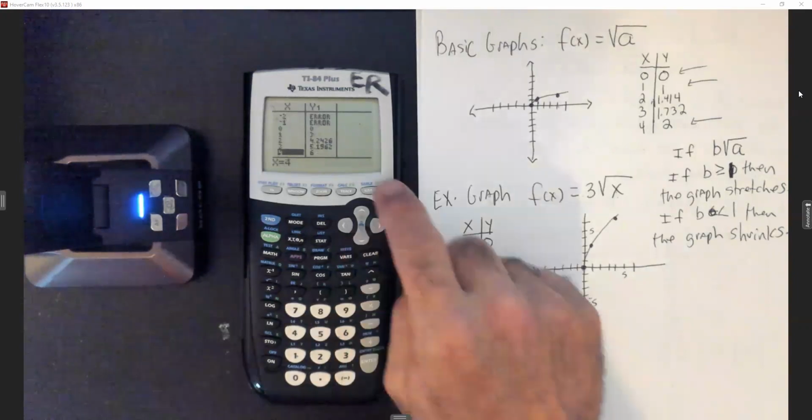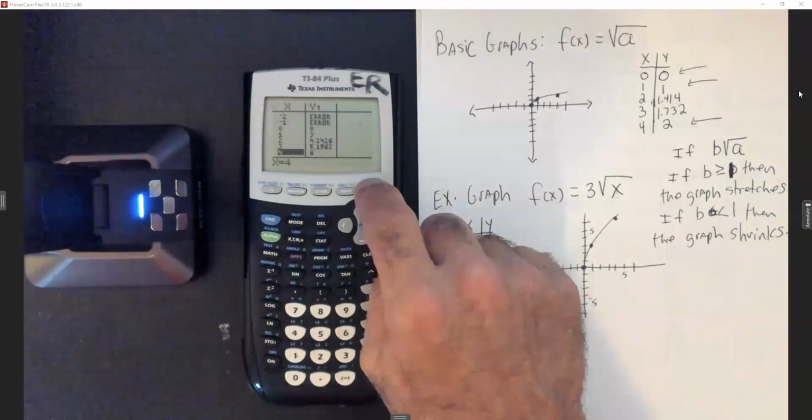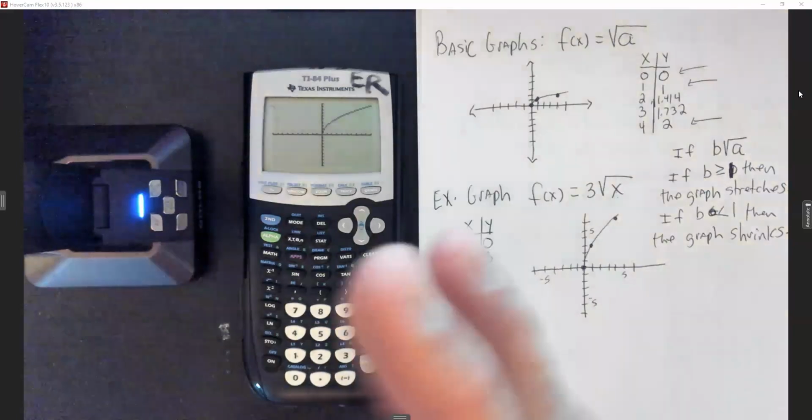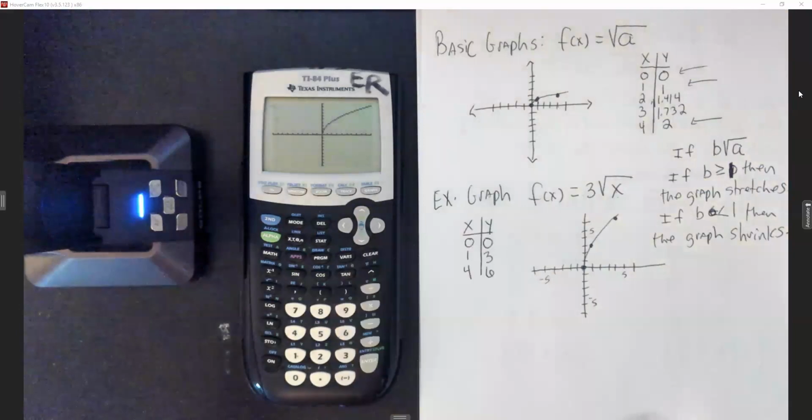And y'all, let's look at the picture. Should look pretty much like ours. And there you go. Now remember, theirs is going out to 10 on the standard window on your calculator, okay?